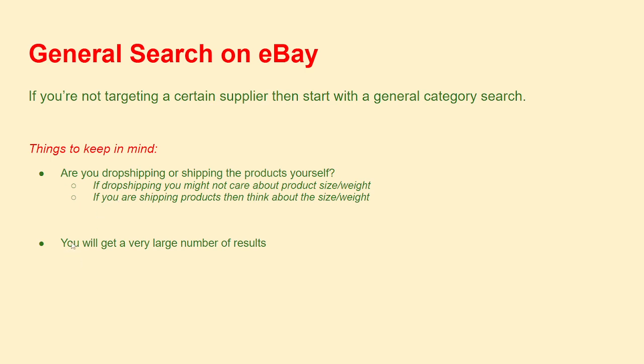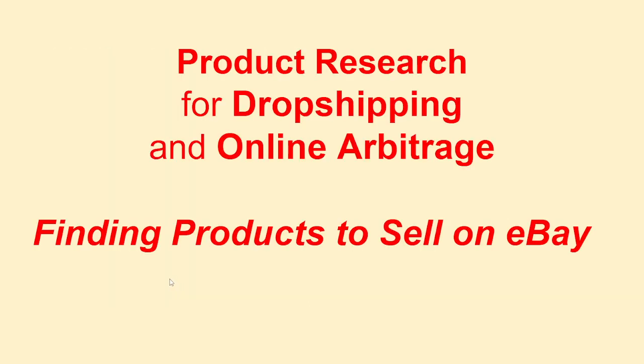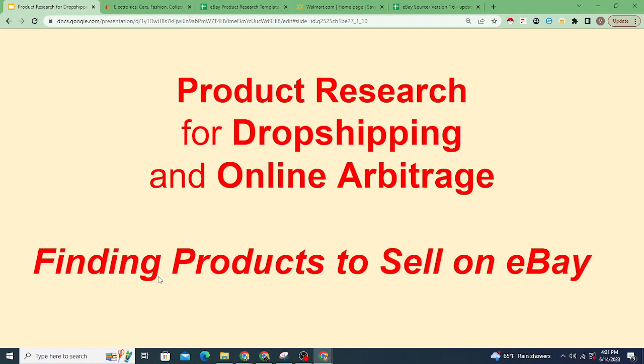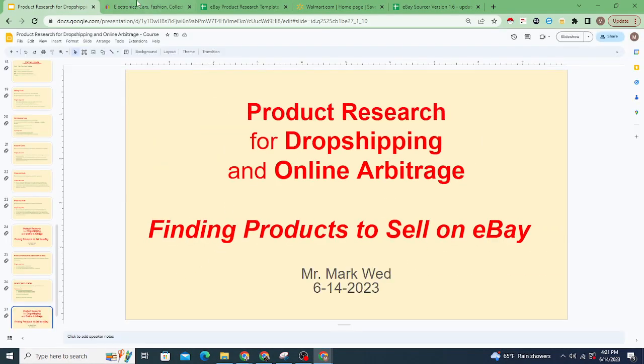Now, another thing to keep in mind is that you can potentially get a very large number of results when you do these more general searches. It depends on the search term that you enter, though, but you might get a very large number of results. And thirdly, keep in mind that when you do a general search, the products may be sourced potentially to a lot of different suppliers, which is fine because you're not targeting maybe a particular supplier at this moment, right? Now, I'm going to go ahead and get into the demonstration. Just wanted to get those points out.